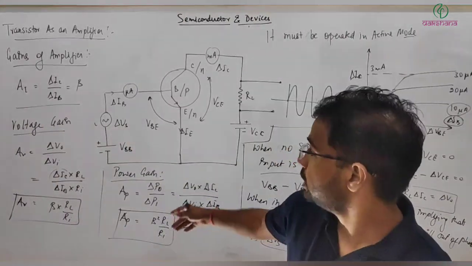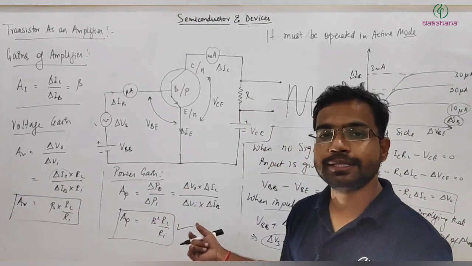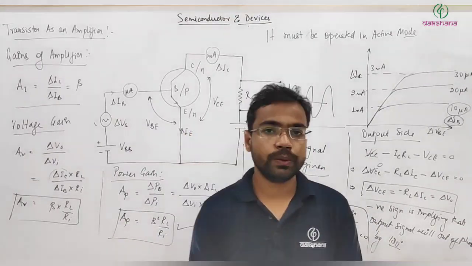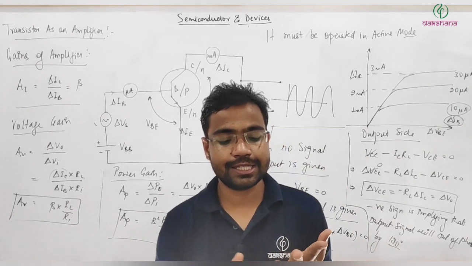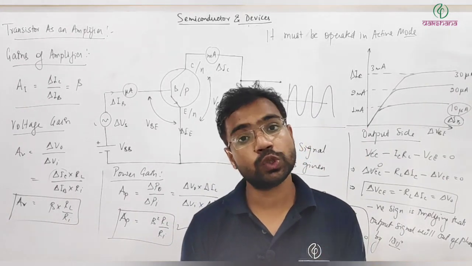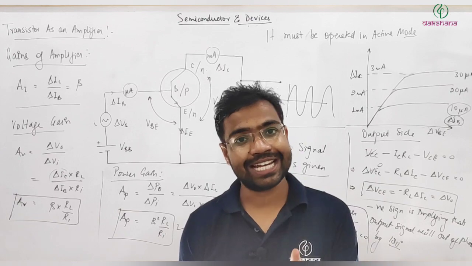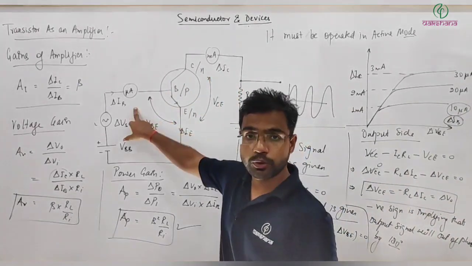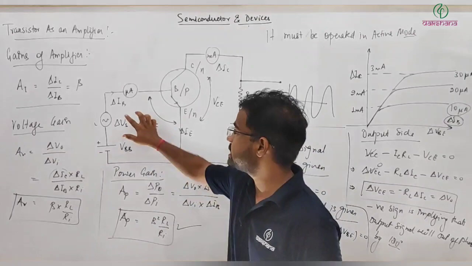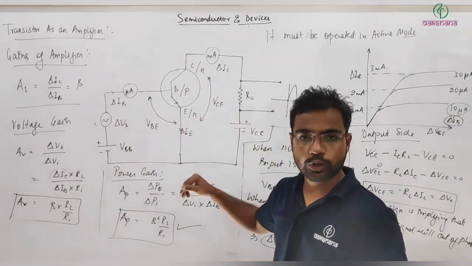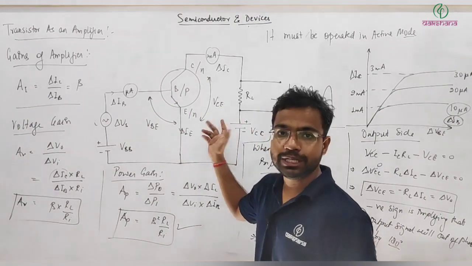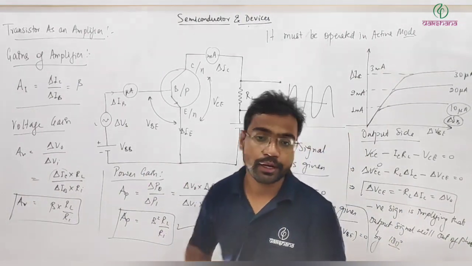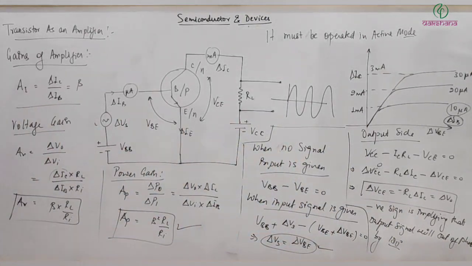If anything is asked, I will solve some example based on this, and you can use these relations to calculate the gain. I hope you understand. First, to use a transistor as an amplifier, we must operate it in active mode, and how it amplifies should be clear. Output things are controlled by input. A small change in input creates a large change in output current and similarly voltage, and that is the main factor which enables us to use a transistor as an amplifier. So this is about the transistor as an amplifier.